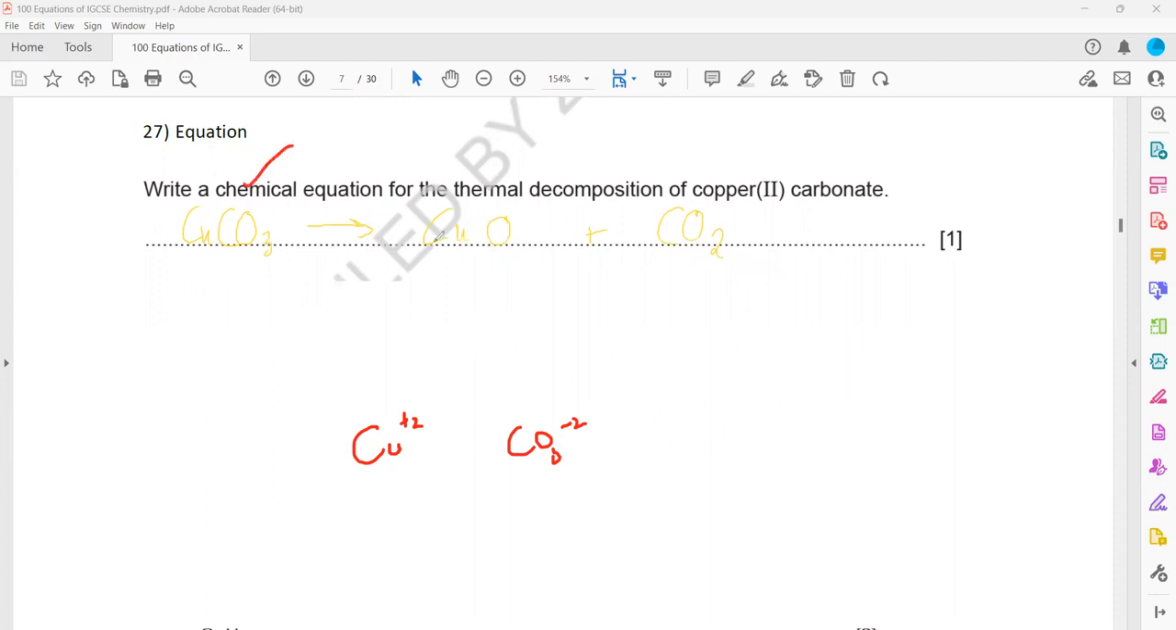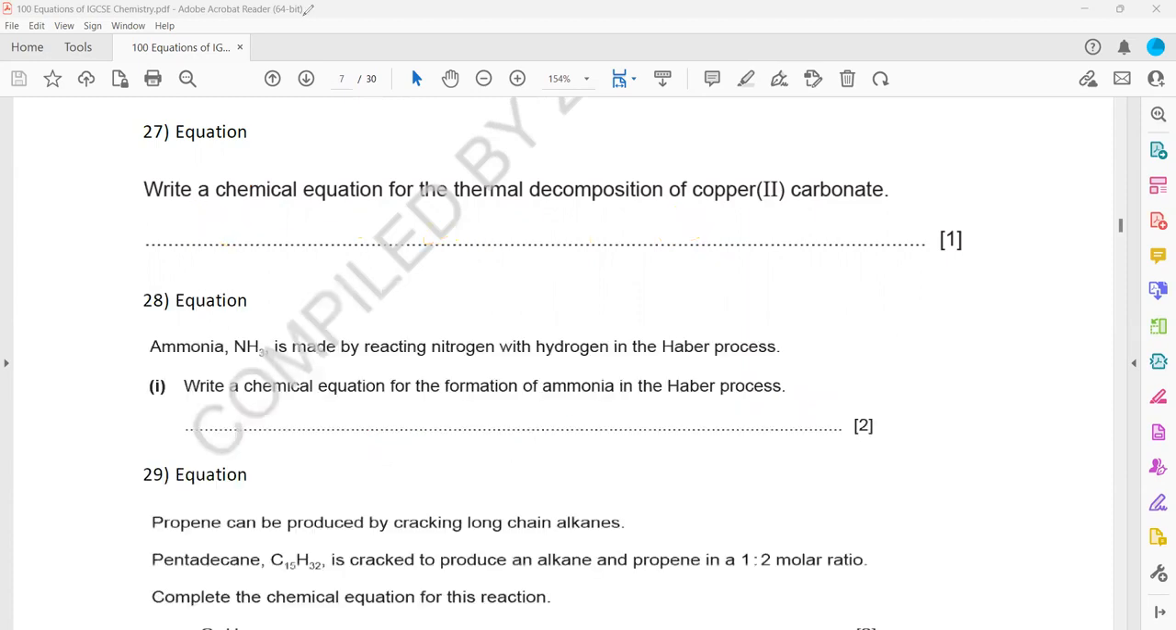When it decomposes, whenever metal carbonates are decomposed, it will form metal oxide plus carbon dioxide. So copper oxide will be there. And what is the formula of copper oxide? Copper is +2, oxygen is -2. So the simplified formula will be CuO. And then carbon dioxide is CO2. This equation is already balanced, so you don't have to write any coefficient for balancing.